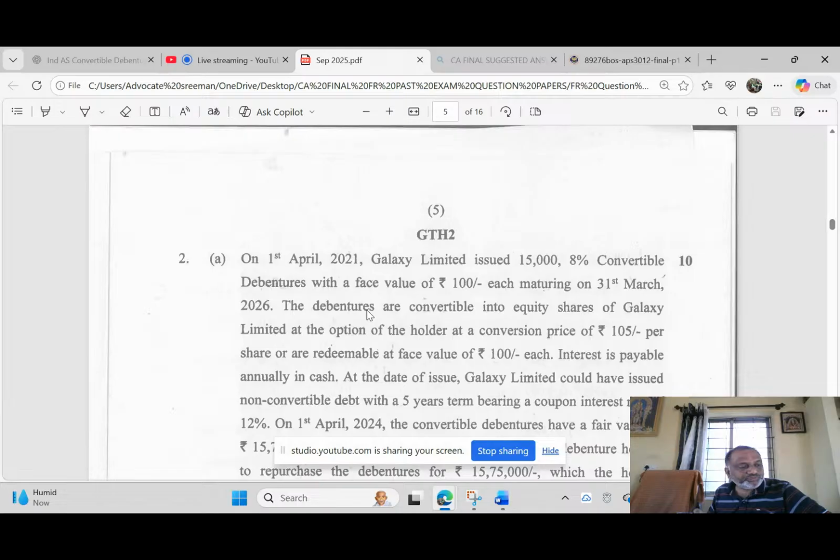The discount annuity factor for 5 years is 3.604. So 1,20,000 into 3.604.